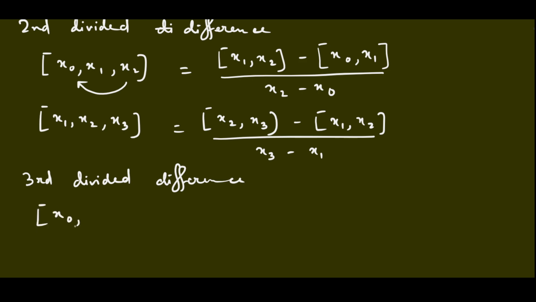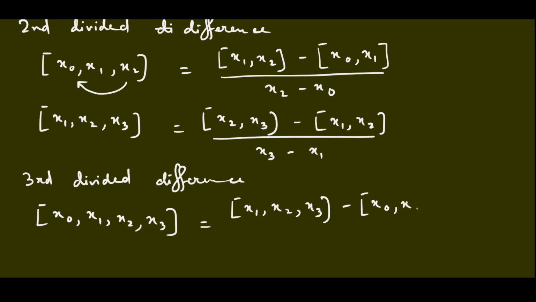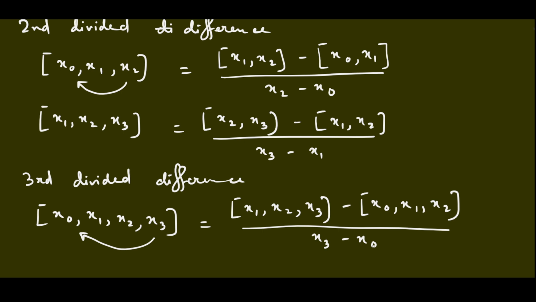So let us take four arguments, x0, x1, x2, and then x3. So it will be your second divided difference between x1, x2, x3 minus second divided difference for the arguments x0, x1, x2, whole thing divided by, now there will be two jumps. It will be your x3 minus x0. So when you do some examples, then you'll understand how to make those divided difference tables. It is a little bit different from a normal forward difference table.